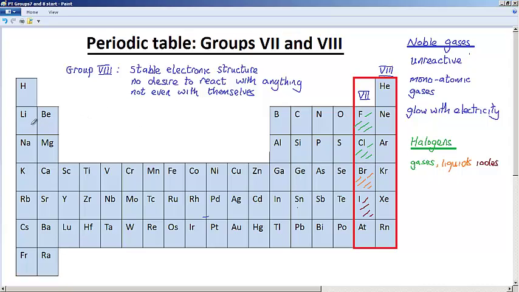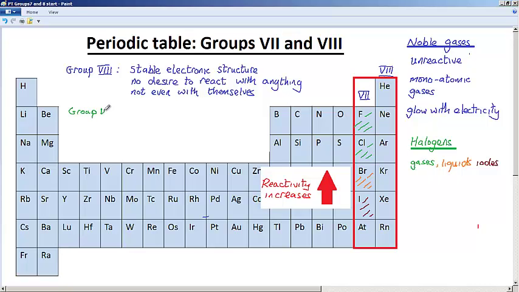Unlike with the group 1 elements, where the reactivity increases as you go down the group, with the group 7 elements, with the halogens, the reactivity increases as you move up the group. Okay, so let's for example take a look at the reaction of the halogens with hydrogen, taking chlorine as our first example. So how do group 7 elements react with hydrogen?